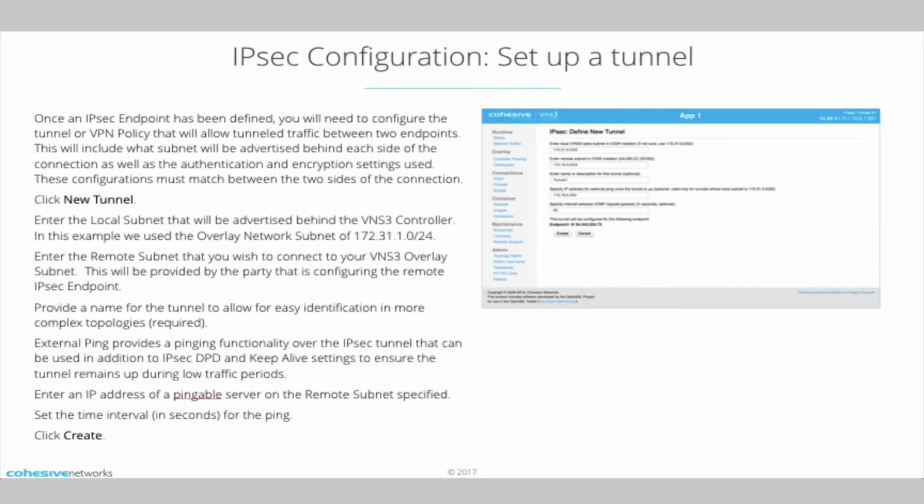Once we put in the endpoint, the options on the screen are that you can edit the endpoint, you can delete the endpoint, you can put in a new tunnel, and if you're doing a type of IPsec connection called BGP peering, you can create an eBGP peer.